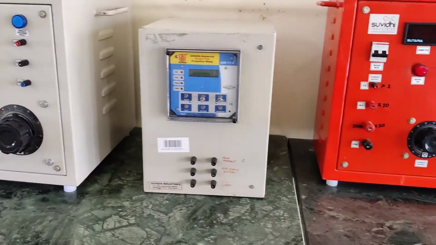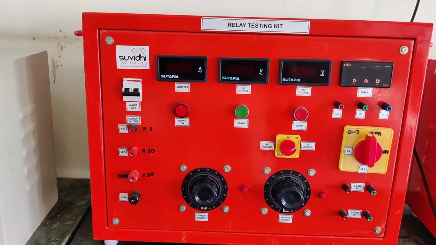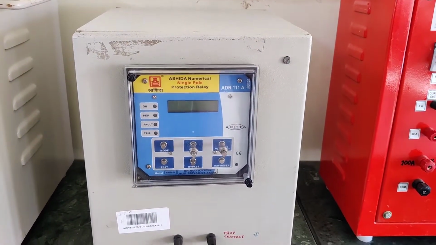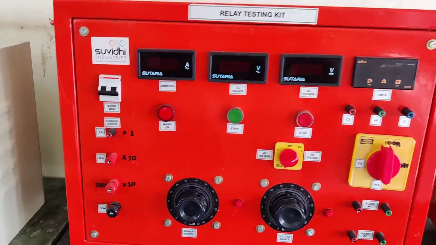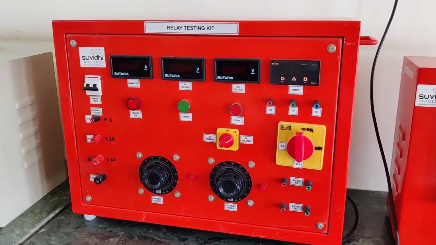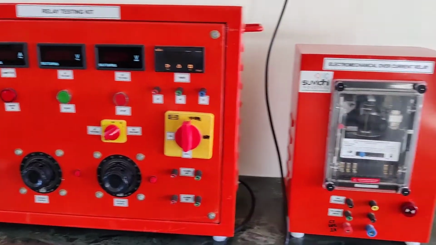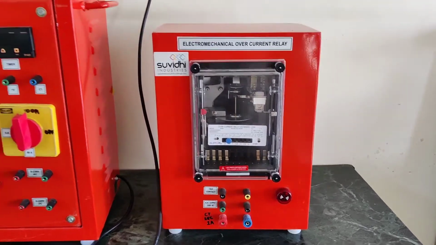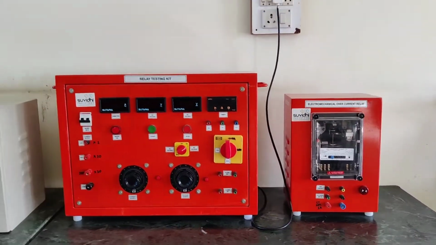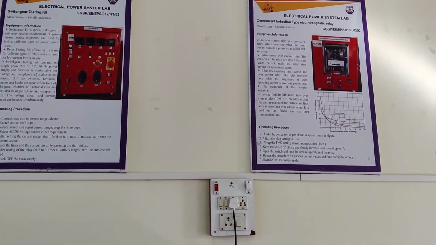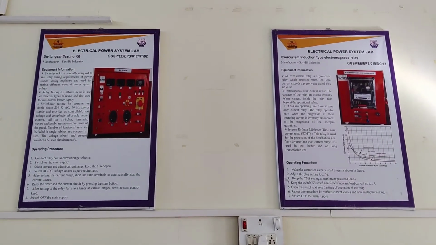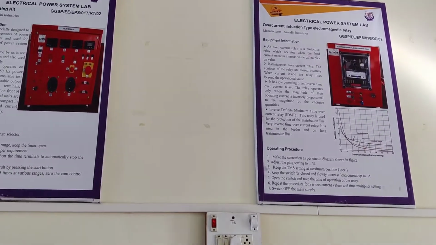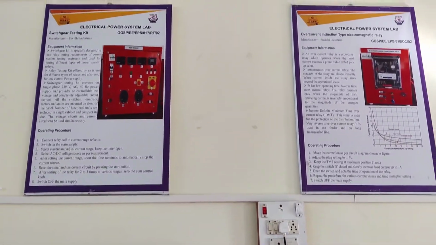Next we have the relay testing kit. This is a numerical protection relay. On this relay testing kit you can perform different tests on the relay. Here we have an advanced electromechanical overcurrent relay. Above the equipment we have a banner which contains equipment information and operating procedure. So you can check the connection, and cross-check the operating procedure from here.